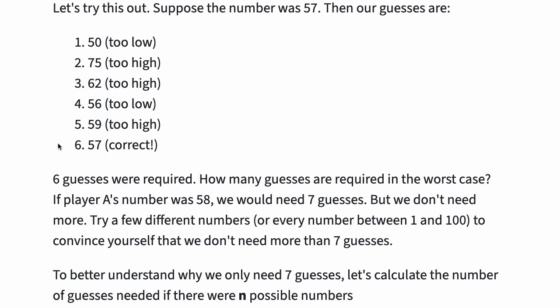If player A's number was 58, we would need 7 guesses, but we don't need more. Try a few different numbers, or every number between 1 and 100, to convince yourself that we don't need more than 7 guesses. To better understand why we only need 7 guesses, let's calculate the number of guesses needed if there were n possible numbers.